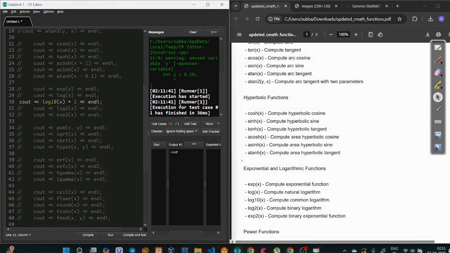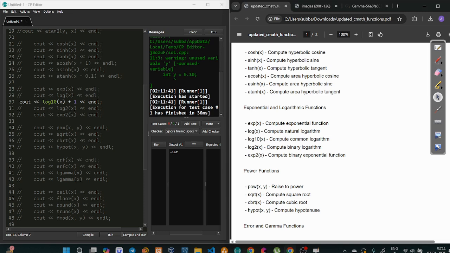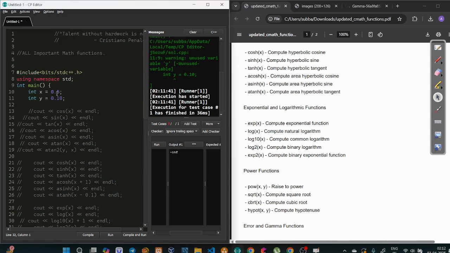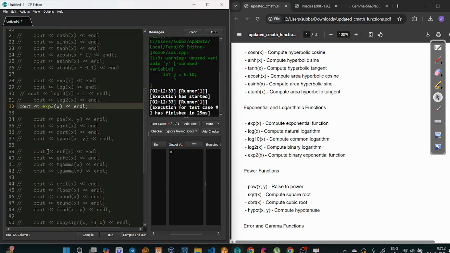Again, I go down: log10 of x, log2 of x. This is log base 10 of x, and this is to compute log base 2 of x. exp2(x) is 2 to the power of x. If you want to calculate 2 to the power of x, you use exp2(x). Let us check it once. I'll leave a link to this file and you can download it. exp2 of x, and we'll keep x as 3. 8, that's it. So it is 2 to the power of x.